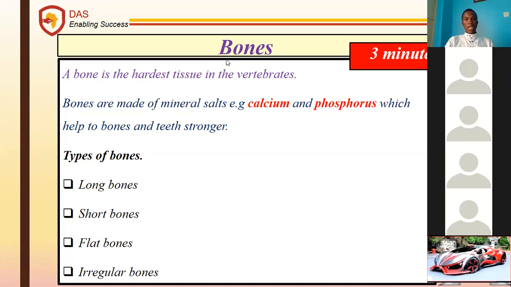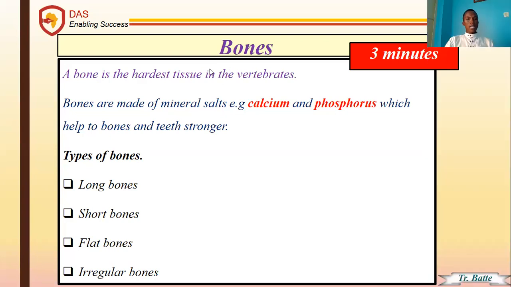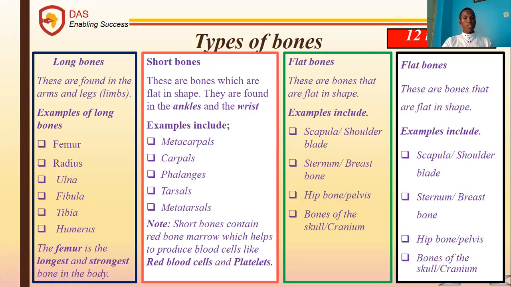I want to leave that part and go to another slide, which describes very well the types of bones. As you can see there, we have 4 types of bones, like we've said. Number one, long bones. These are found in the arms and the legs. Yesterday we looked at the bones. So all the bones found in the hands and the legs are under long bones.